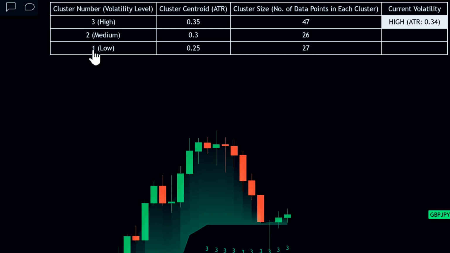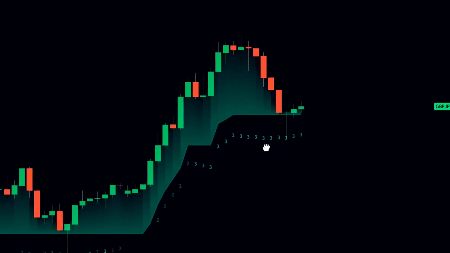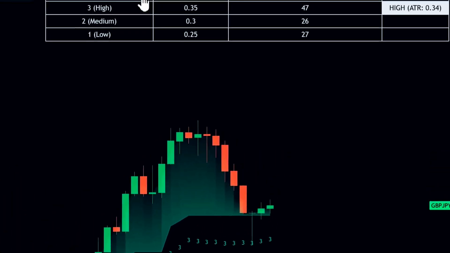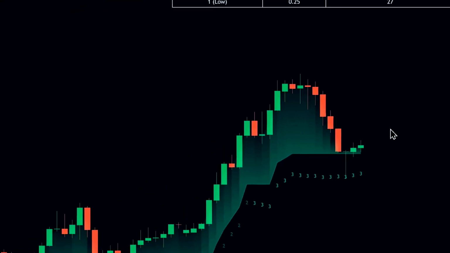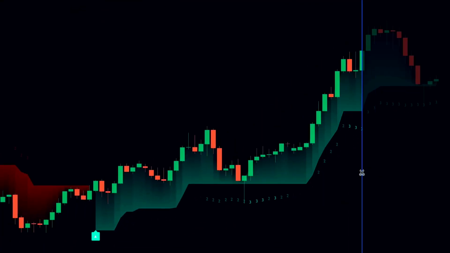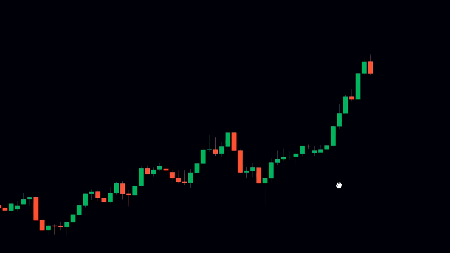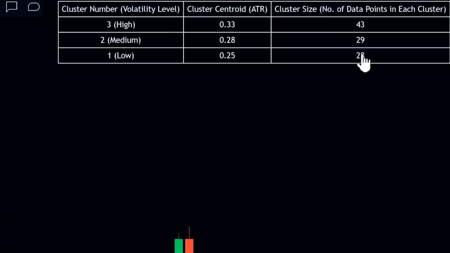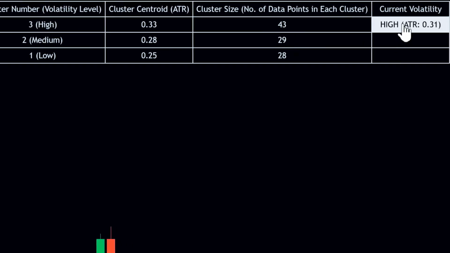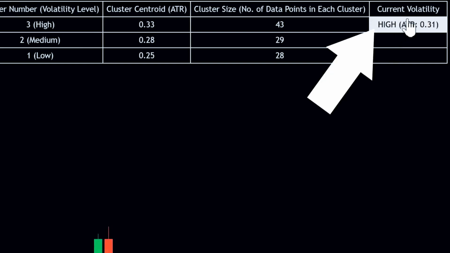When using this tool, it's crucial to weigh both the volatility level and cluster size. Ideally, you'll want to focus on the highest volatility level with the largest cluster size. For example, if cluster 3 high volatility has the smallest cluster size, avoid making decisions based on it. Instead, please wait until it's the largest cluster before moving forward. The table also conveniently displays the current volatility level at a glance.